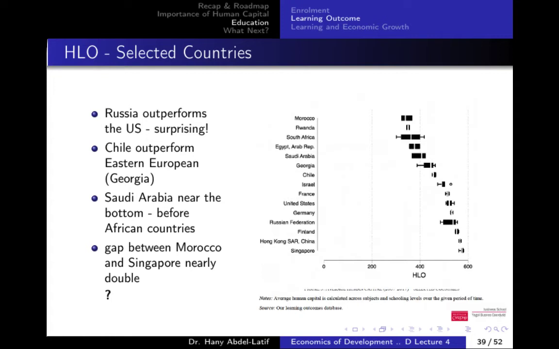The gap between Morocco and this selected group of countries, and the best performers in Singapore, is nearly double. It's around 300 here, and around 600 there. Okay? So that tells you something.